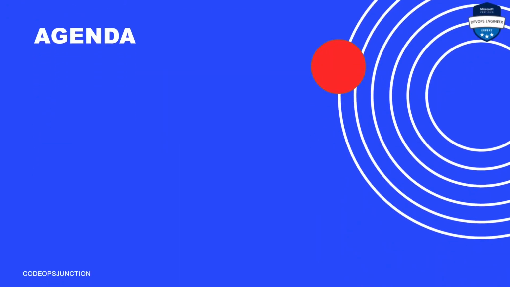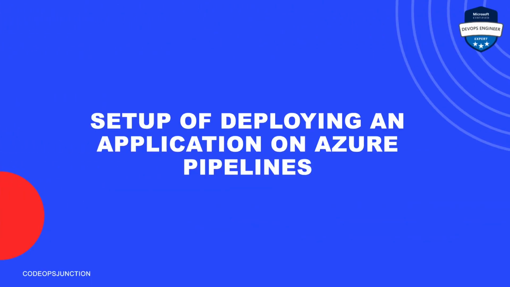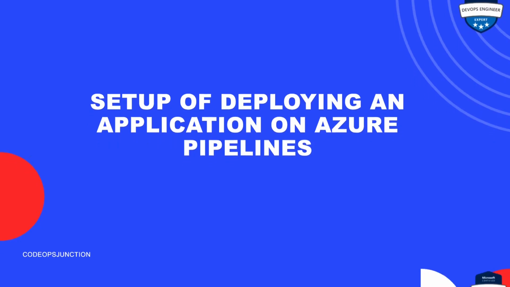First we will see today's agenda. We will see the setup of deploying an application on Azure Pipelines. Then we will see what is CI/CD. Then we will see the setup of the build pipeline. So moving ahead, first, the setup of deploying an application on Azure Pipelines.